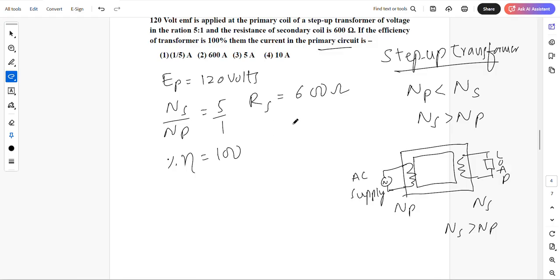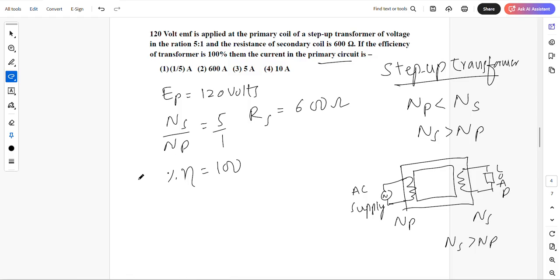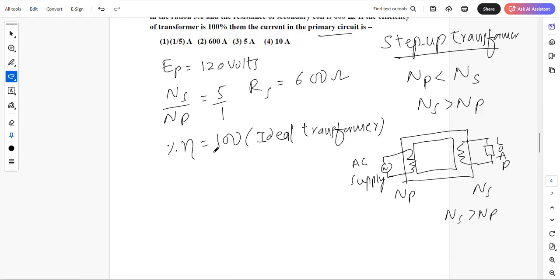Now, what all is given? Percentage efficiency is given, that is equal to 100%. Ideal transformer. And what else is given? Turns ratio is given, that is the transformation ratio. The transformer ratio is given, that is NS by NP.